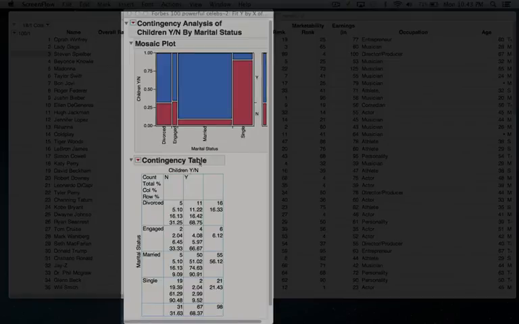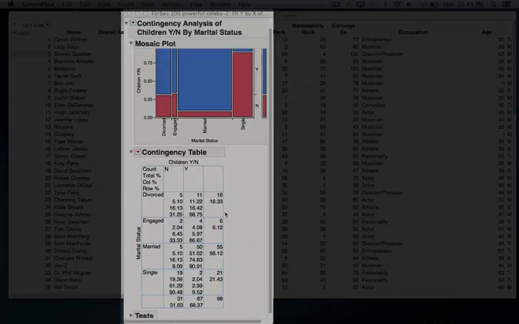16 or 16% of the total number of celebrities were divorced, so that's this chunk right here, the width. 6 or 6% were engaged, so that's its width right here. 55 celebrities, or 56%, so this width of married, and 21 or around 21% were single. So we're actually pretty close in our estimates. These numbers give us the count, as it says right here, of each of the numbers in the boxes.